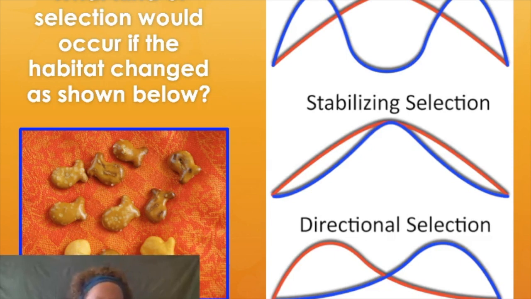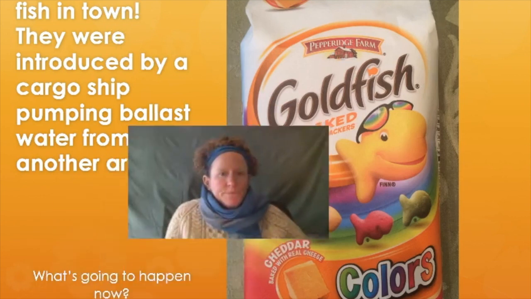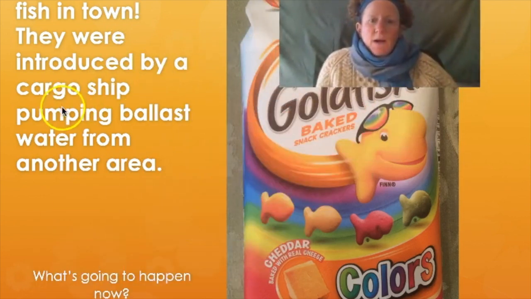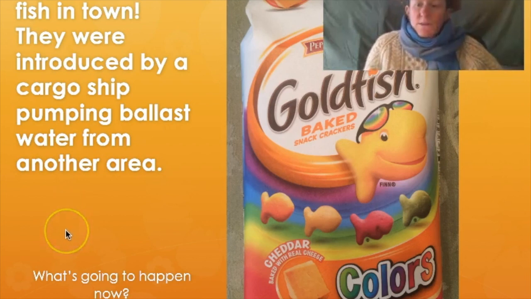Here's one other thing to think about. You can add this to your lab as an extra credit question. If there's a new fish in town, look at this crazy new fish that was introduced by a cargo ship pumping ballast water from another area, which actually happens a lot. That's how zebra mussels were introduced into Minnesota lakes. What do you think is going to happen now?